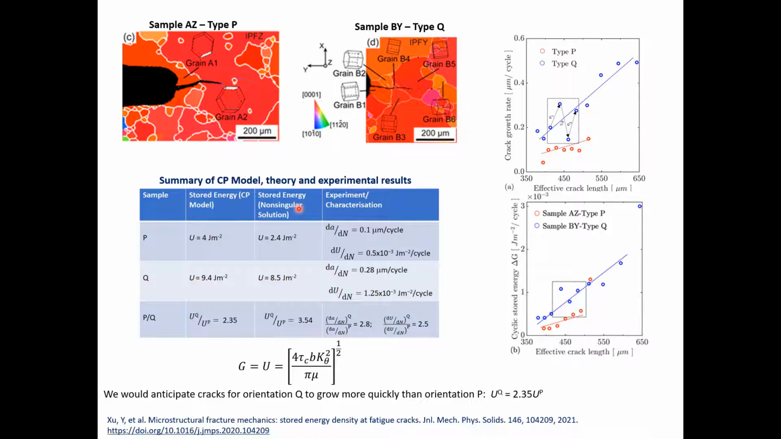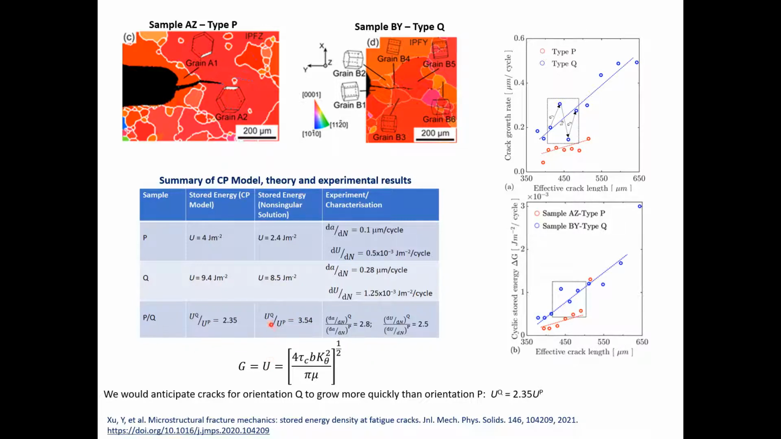From the non-singular solution, which is simplified, remember, it just has a single slip system, so it's bound to show differences from the computational crystal plasticity, which incorporates all slip systems. We see that it's the same order of magnitude, but more importantly, it's the ratios between one microstructure and the other microstructure are reasonably close. So here are the ratios of the stored energies from the crystal plasticity. We get about 2.35 for the two different microstructures.